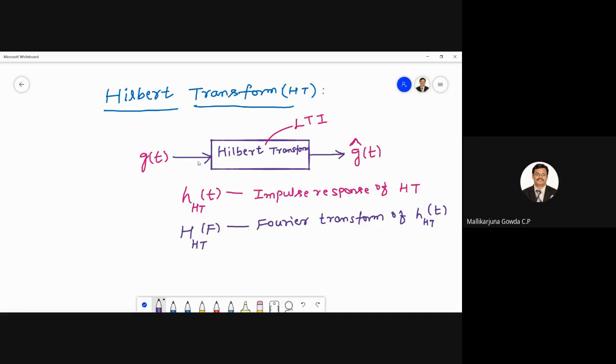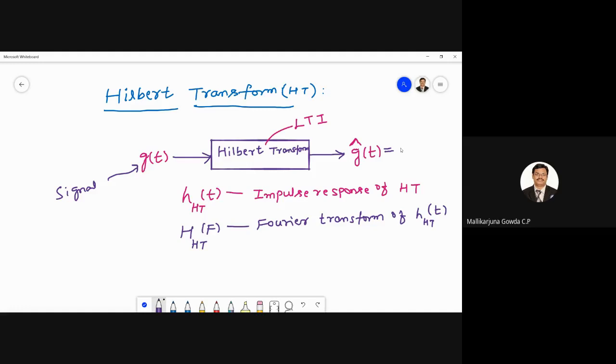So we all know g of t is my input signal. And if I pass that signal through a linear time invariant system, I said the Hilbert transform of the signal g of t will be represented as g cap of t. So usually, how do I express this? If it is an LTI system and the impulse response of this Hilbert transform is, as I said, h subscript HT of t, what can I write here? G cap of t is equal to.